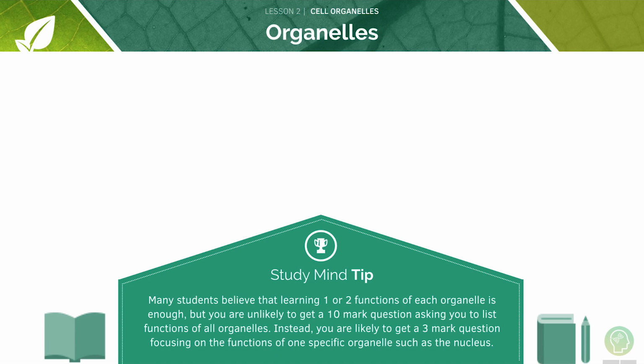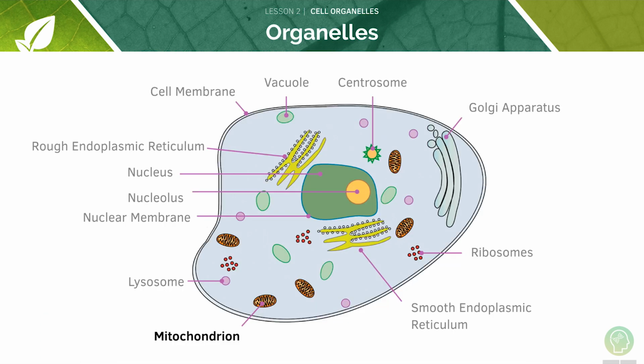You're unlikely to get a 10-mark question asking you just to list the functions of all organelles. Instead, you're more likely to get a 3-mark question, focusing on the functions of one specific organelle, such as the nucleus. Now let's look at the mitochondrion.